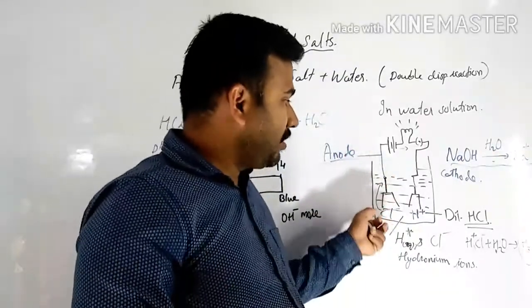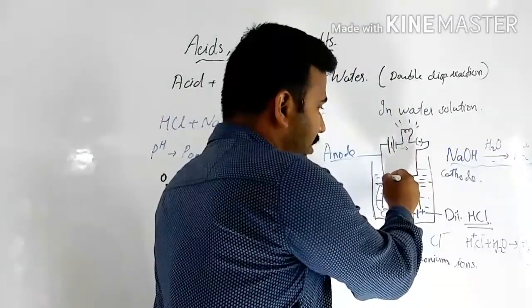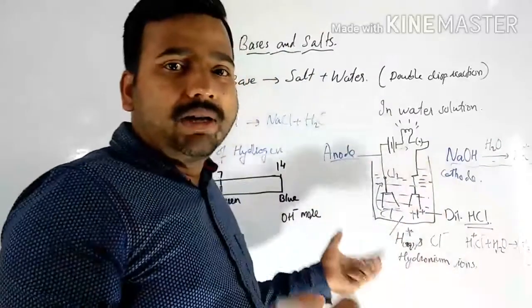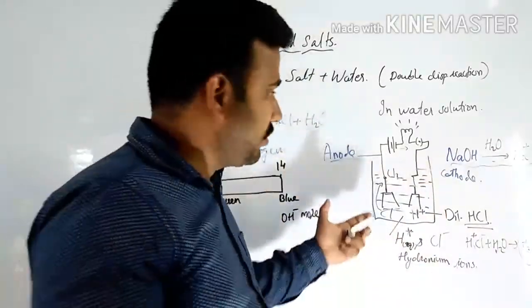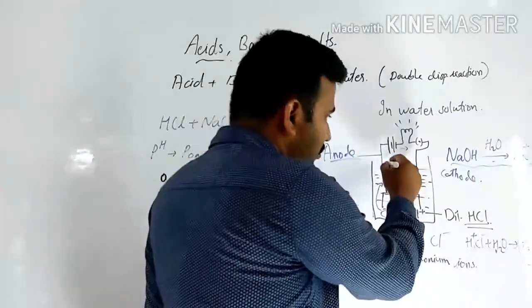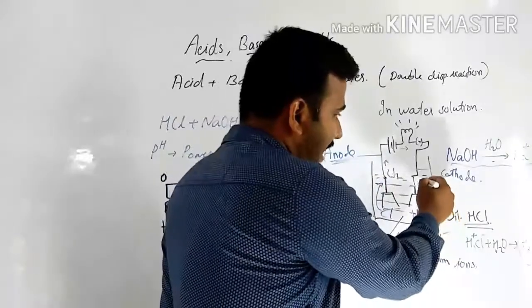After reaching here, they will give their extra electron to this particular electrode, and they will become chlorine atoms. These two chlorine atoms combine to give chlorine gas. Chlorine gas will be released at this particular electrode, the anode, and hydrogen.